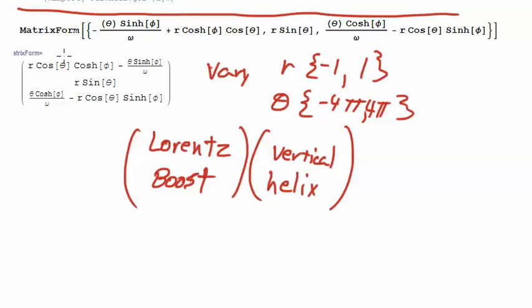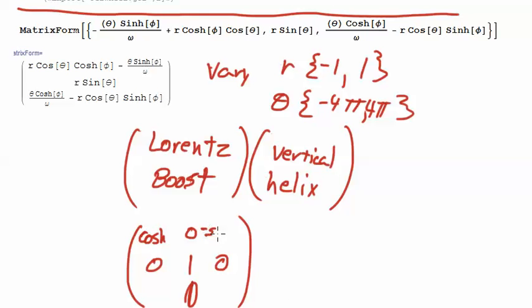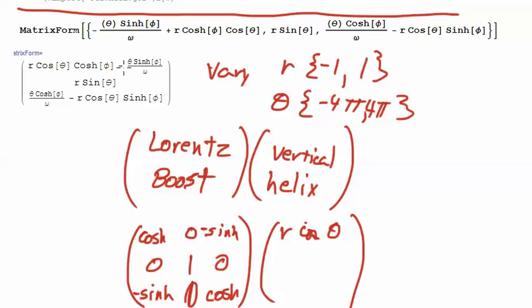I can also tell that the Lorentz boost is not doing anything to the central object there because of the r sine theta. So it's doing cosh, negative sinh, and negative sinh and cosh to something over here. But what is that something? Looks like the cosh phi was multiplied by r cosine theta, and the negative sinh was applied to theta over omega. And finally, the 1 was applied to just r sine theta.